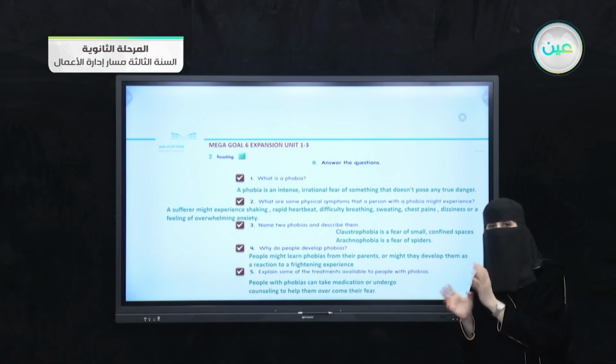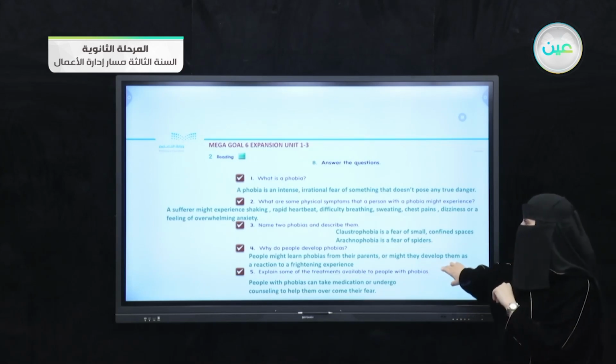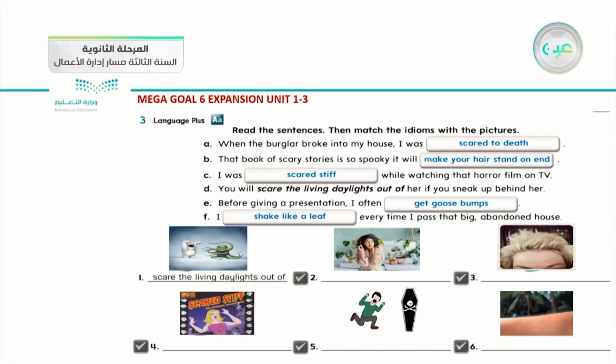Okay, normally after every reading passage we have vocabulary or synonyms. We want to rearrange them, or see what the right definition for each is. Let me move to the second question. The second question for us is Language Plus: read the sentence, then match the idioms with the pictures. They give you some idioms and pictures, and you should decide which one goes with which picture.